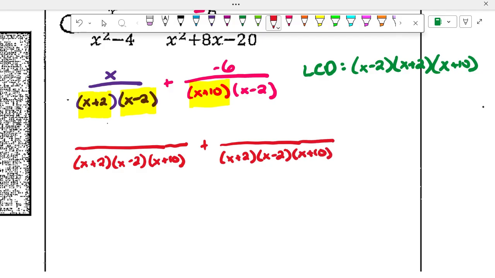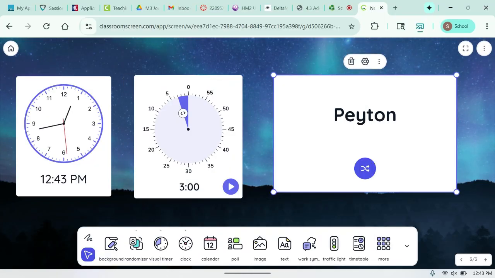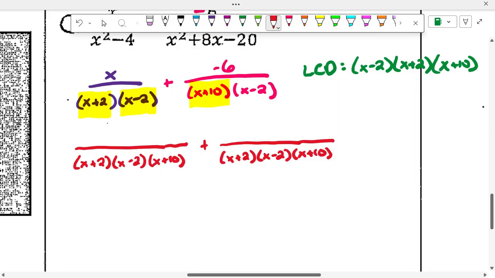All right. Now we're playing the what's missing game between our original to our new. So let's go, Alexis. For the first fraction, the purple one up top, what do I need to multiply to the top and the bottom to get my denominator? Sorry. Go. Keep going. That was my fault. You're right. It's x plus 10. Yeah, it's x plus 10.